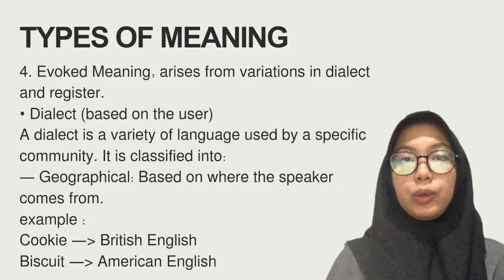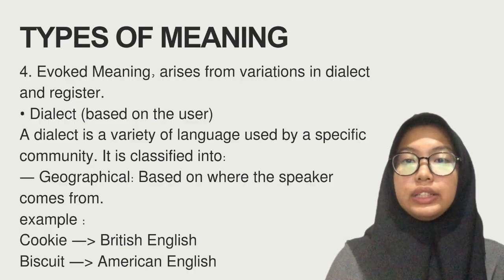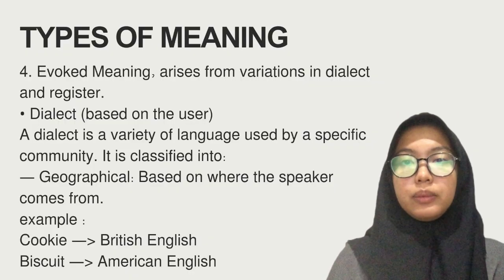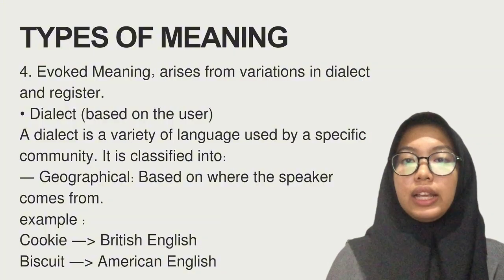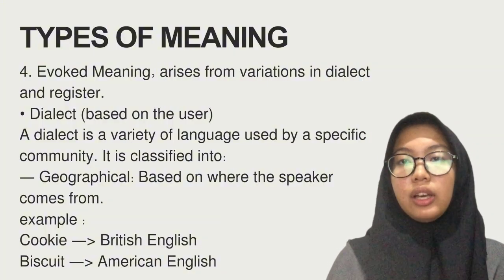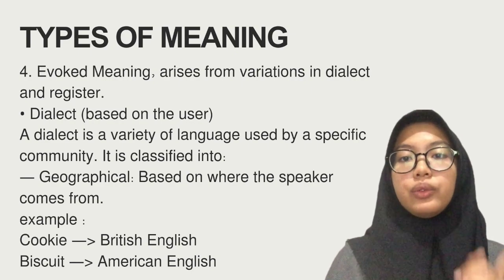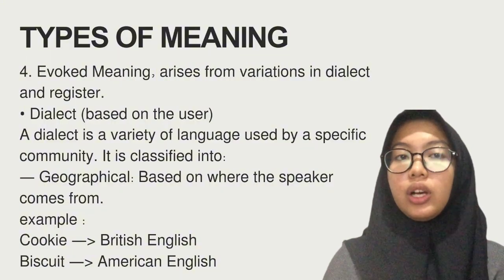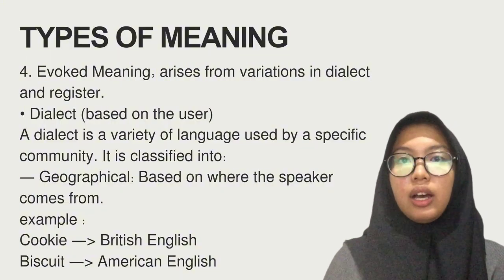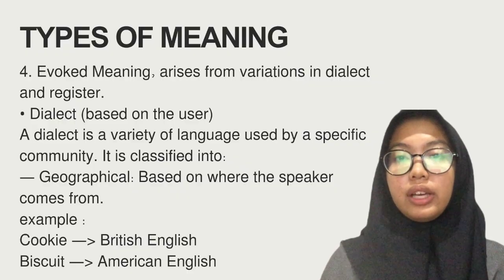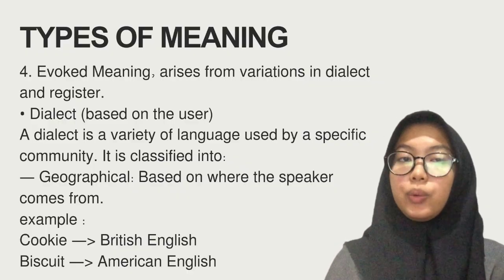So next we have evoked meaning, which arises from variety in dialect and register. The first one is dialect. It is based on the user. A dialect is a variety of language used by a specific community. It is classified first as geographical, based on where the speaker comes from, such as the difference between cookie in American English and biscuit in British English. Or in Indonesian we say ikan, but in Japanese we say sakana.